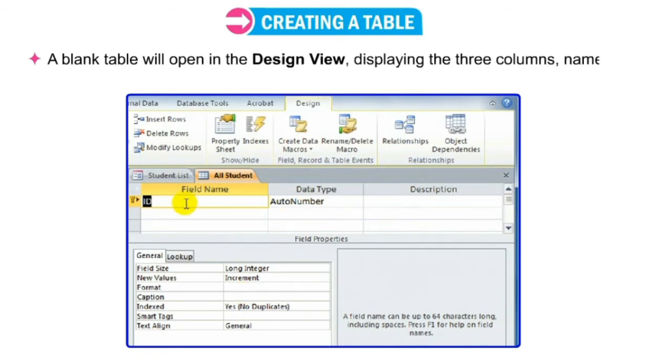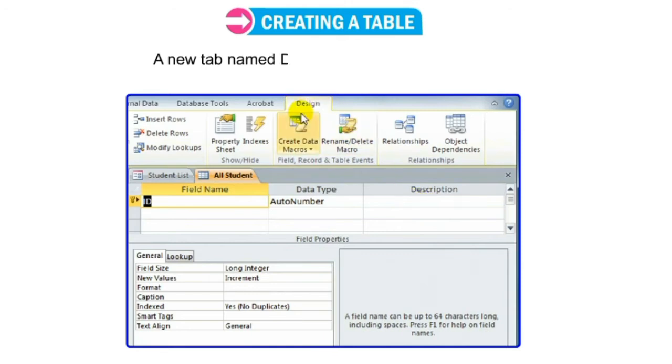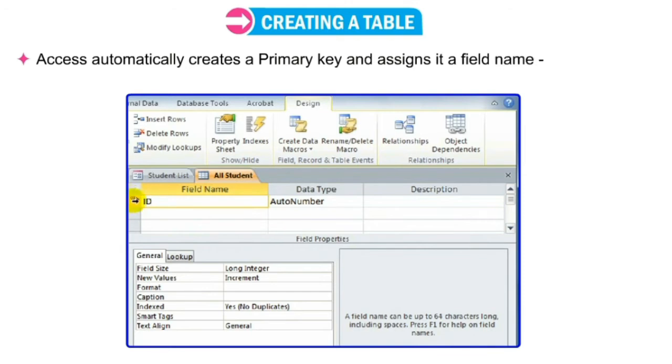It displays the three columns named field name, data type and description. A new tab named Design appears in the ribbon. Access automatically creates a primary key and assigns it the field name ID and the data type auto number.